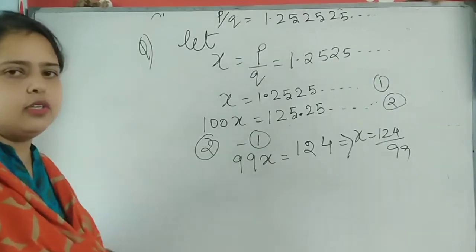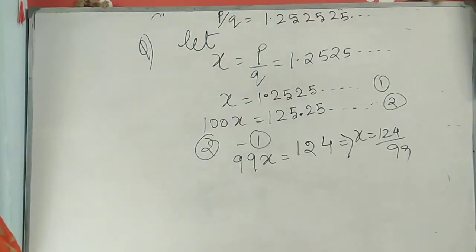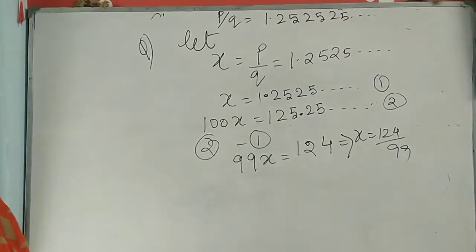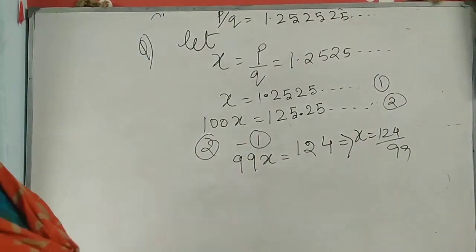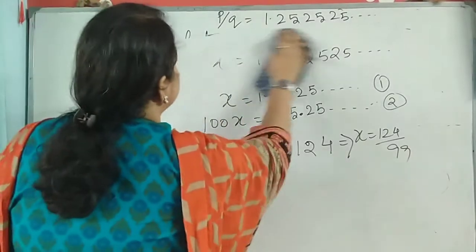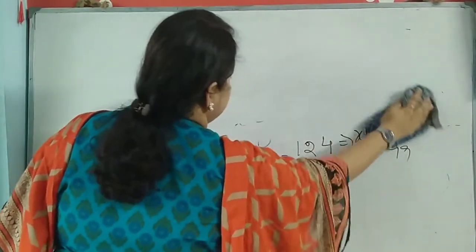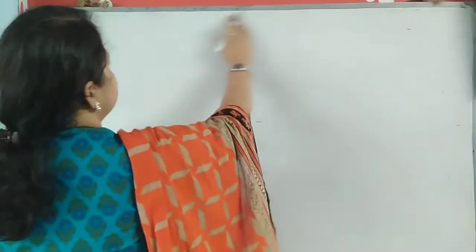So this is the rational number they are talking about. They are asking us to find out the rational number out of the decimal expansion. So it's like a back calculation also. Now let us move to one more example.